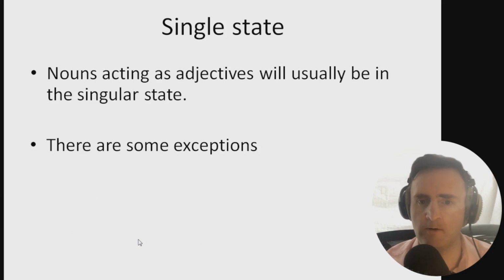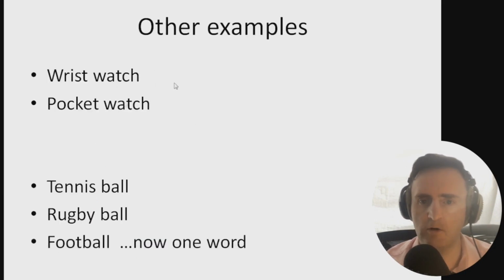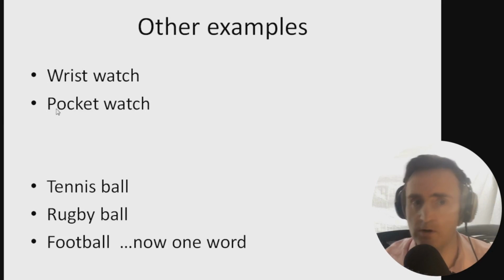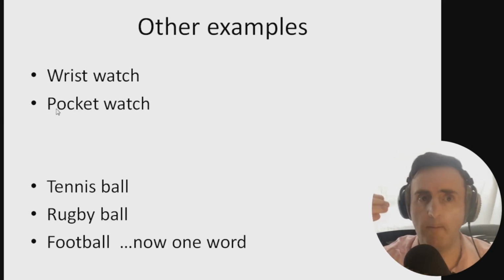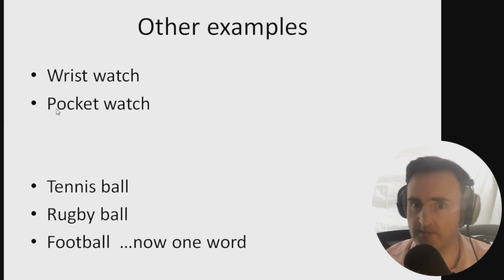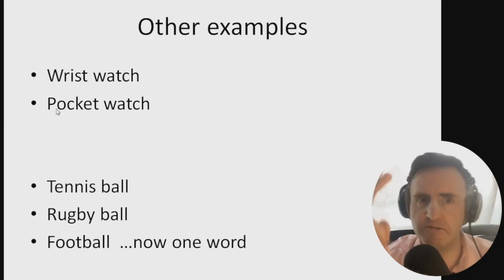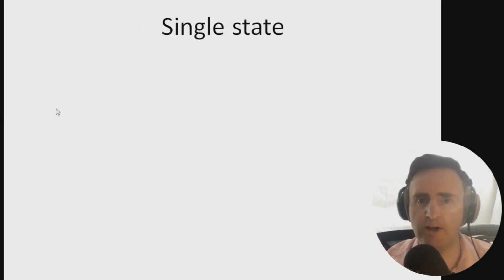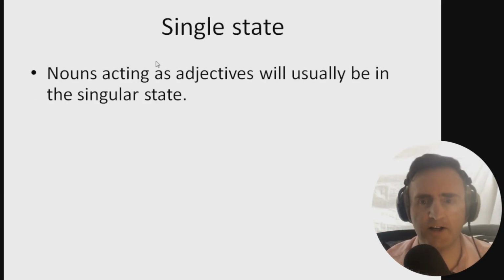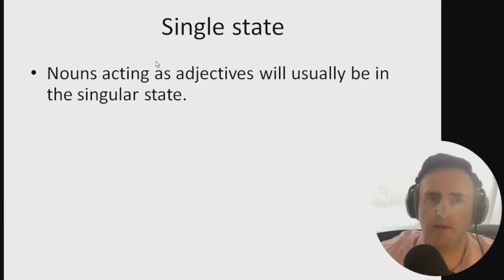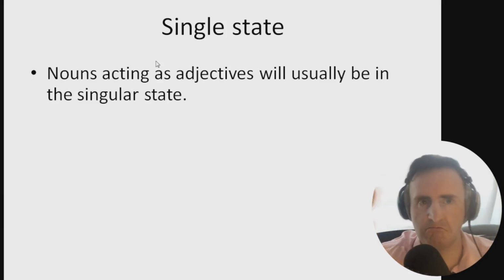So all these ones would be wrist, watches, many watches. Only one wrist, but lots of watches. Same for pocket, one pocket, but you can have many watches. So watch out for that, the single and plural together. But really the noun acting as the adjective will always be in the singular, and then the main noun can be either, depending on what you're talking about.